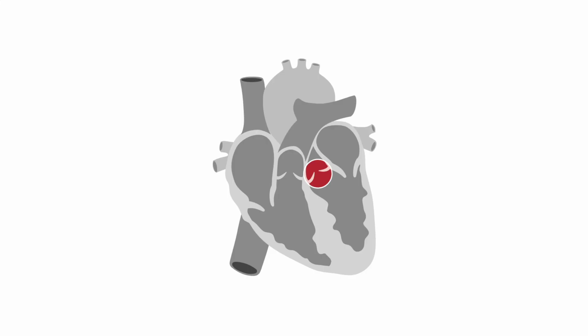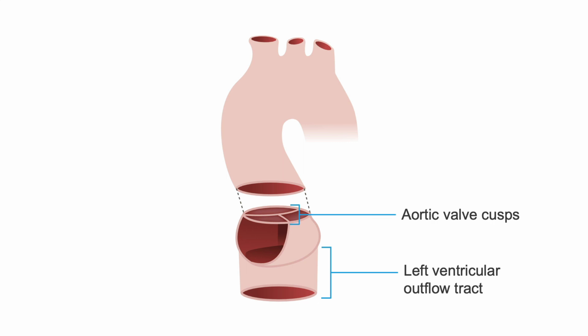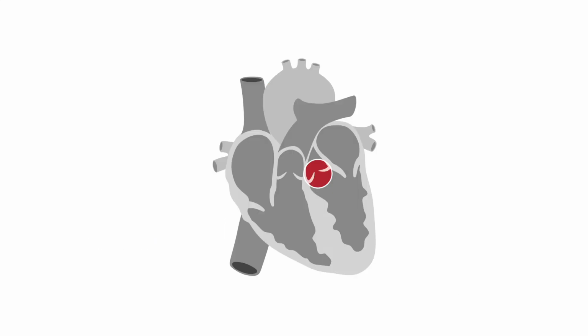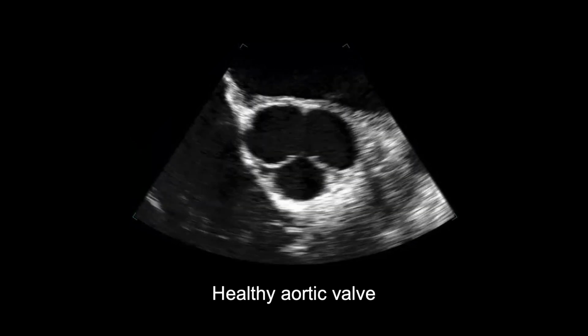When imaging the aortic valve, it's important to consider it as a complex comprised of the left ventricular outflow tract, the aortic valve cusps, and the aortic root. The aortic valve is a thinner structure than the mitral valve. Here you see a transesophageal short axis view of a healthy aortic valve with 3 cusps.